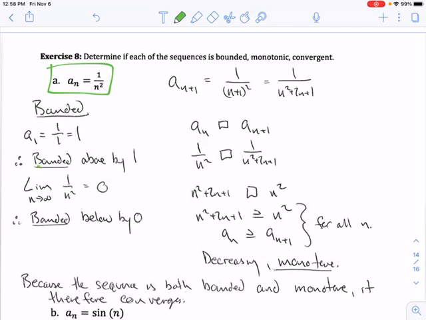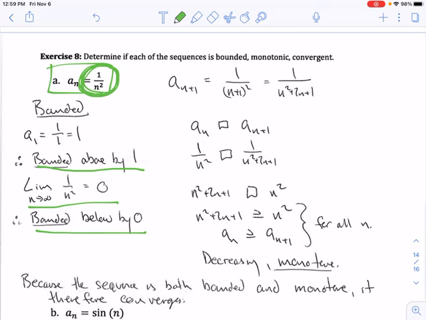It is bounded above by 1. In other words, the value of 1 over n squared will never be greater than 1. It can be equal to 1, but it will never be greater than 1. As n gets larger and larger, if we take the limit of this, we see that we're approaching 0. As the denominator gets infinitely large, the whole fraction, as we've discussed before, is getting closer and closer to 0. So it's bounded below by 0.